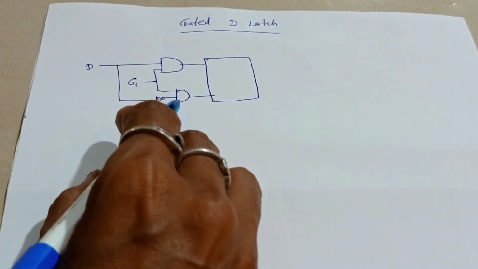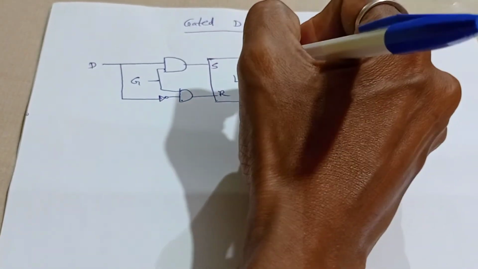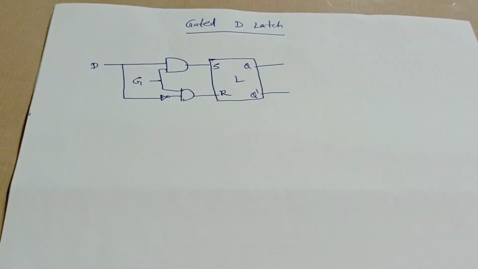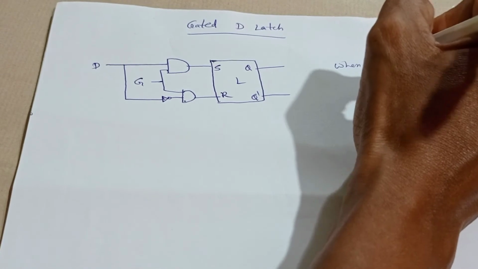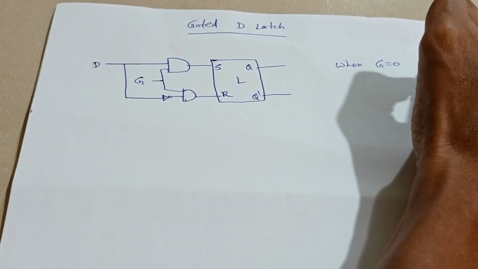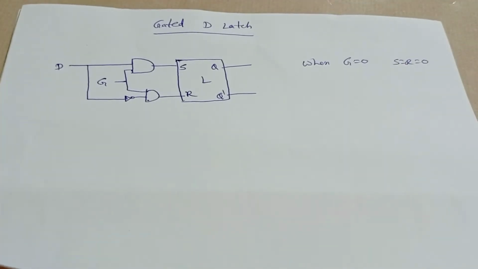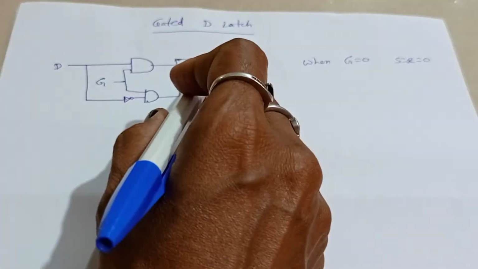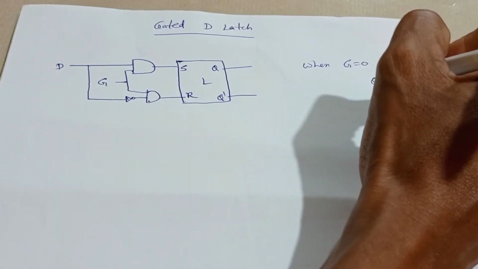Here AND gates, SR latch. So Q and Q bar are the outputs. Now we'll see when G is equal to 0 and S is equal to R is equal to 0. For this case Q does not change. Q does not change.